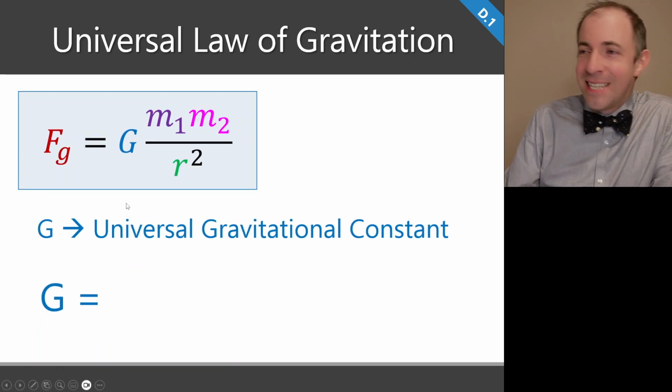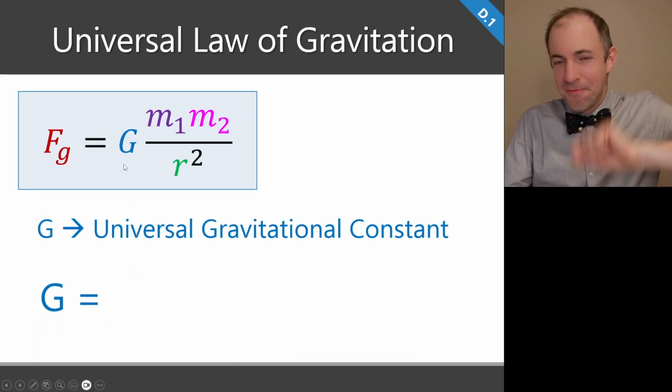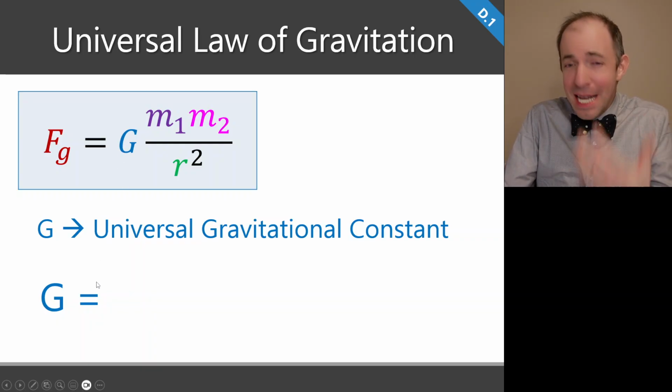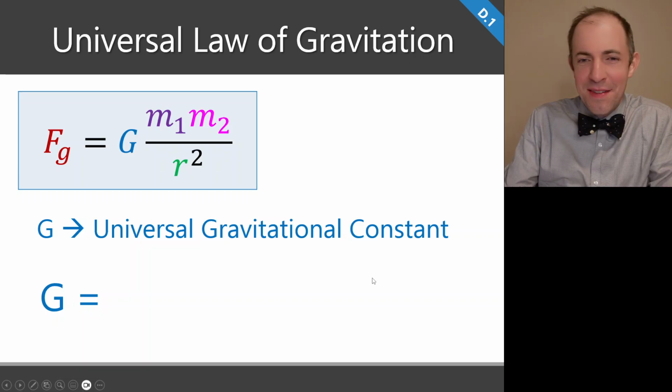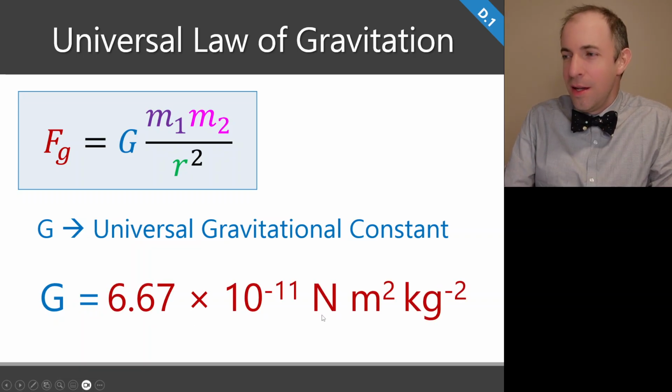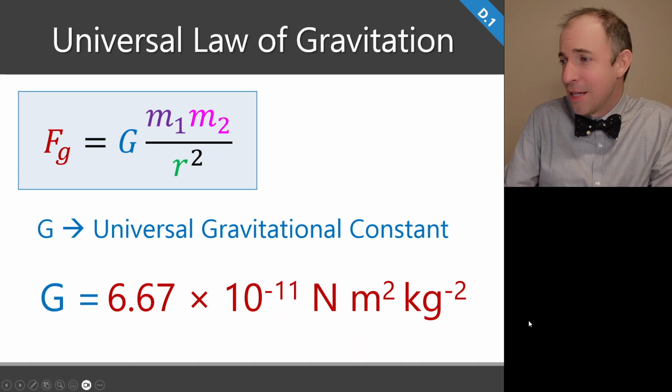Now, this equation has a different constant. Before, for Coulomb's law, we had K, Coulomb's constant. Here, we have capital G, or big G. Big G is the universal gravitational constant. It is 6.67 times 10 to the minus 11th newtons square meters per kilogram squared.